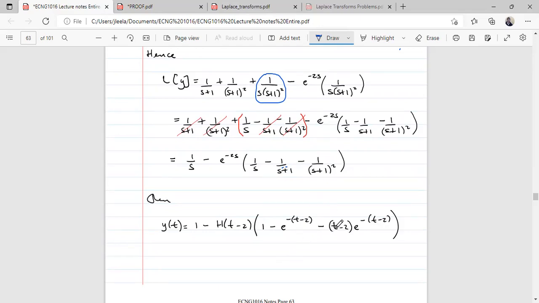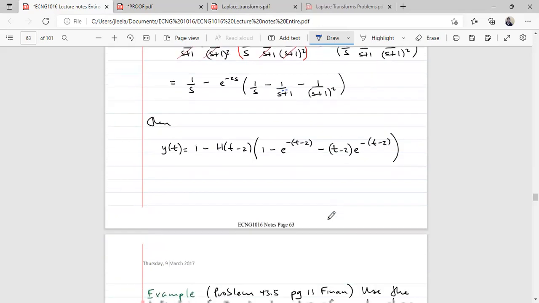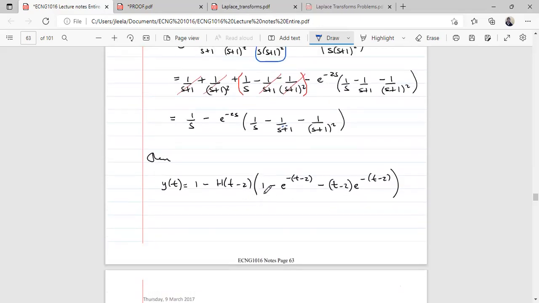And then the Heaviside for this one here will be e to the minus t minus 2, minus t minus 2. Right? So that is how you'll get your result here.